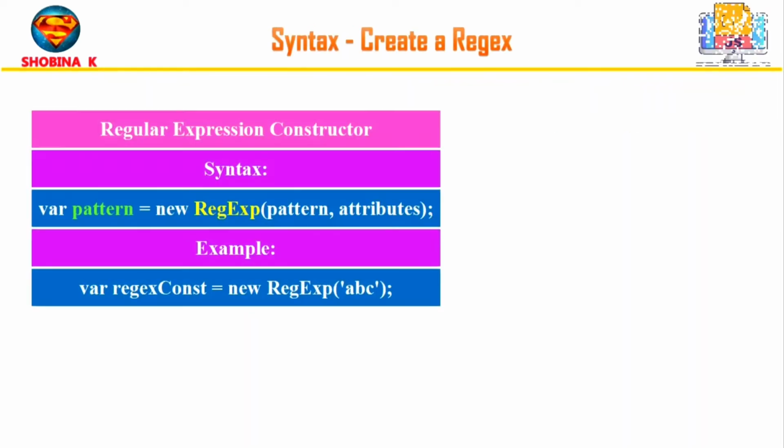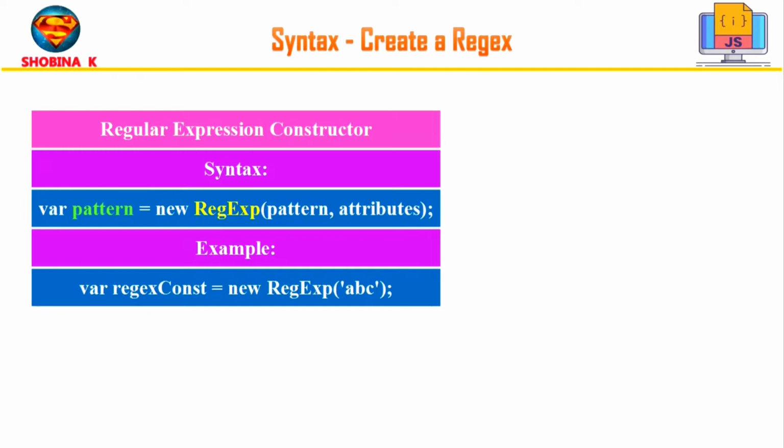Talking about the syntax of the regular expression, you can construct a regular expression in one of two ways. The first way to create a regular expression in JavaScript is with the use of a constructor. You just have to define a variable. I'm taking pattern as a variable. Inside this you have the keyword new, and then you use the regular expression function, which is RegExp. Inside this you pass parameters such as your pattern and your attributes. This is how you define the regular expression in JavaScript using a constructor.